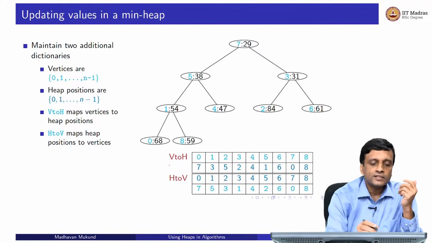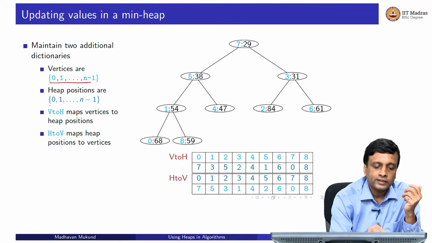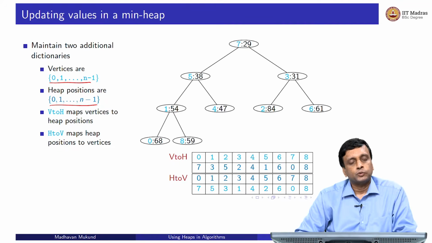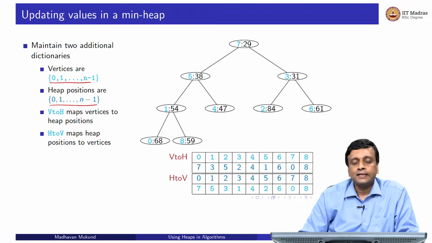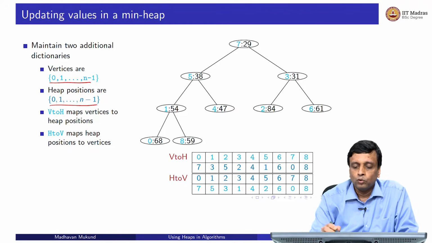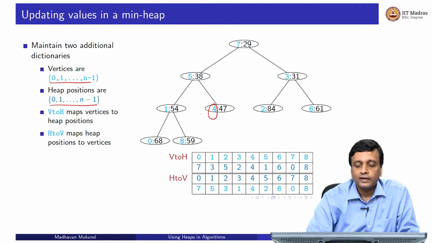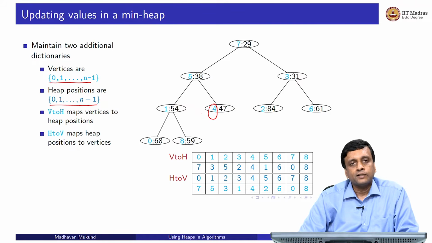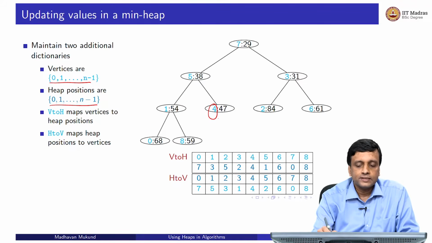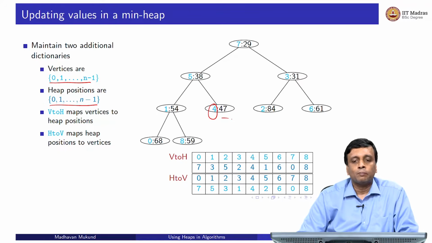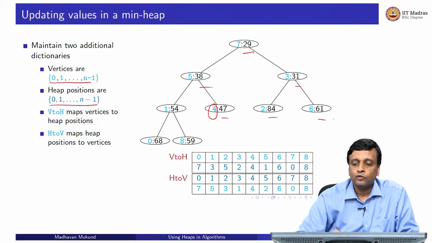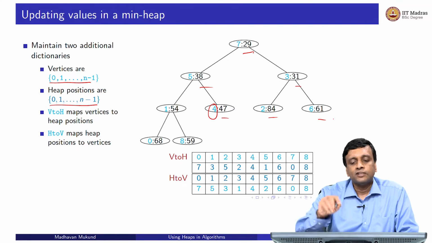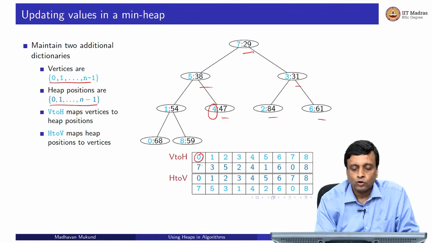It is convenient for us that the vertices are numbered 0 to n minus 1 and the heap positions are also numbered 0 to n minus 1. So let me represent that same heap in slightly more detail. Let us assume that the blue numbers in the nodes represent the vertex number, and the black number is the distance. So it is a min heap with respect to the black numbers. 29 is smaller than 38 and 31, 31 is smaller than 84 and 61, and so on. But these vertices are like this. So I have this mapping here which says that vertex 0 is at position 7.